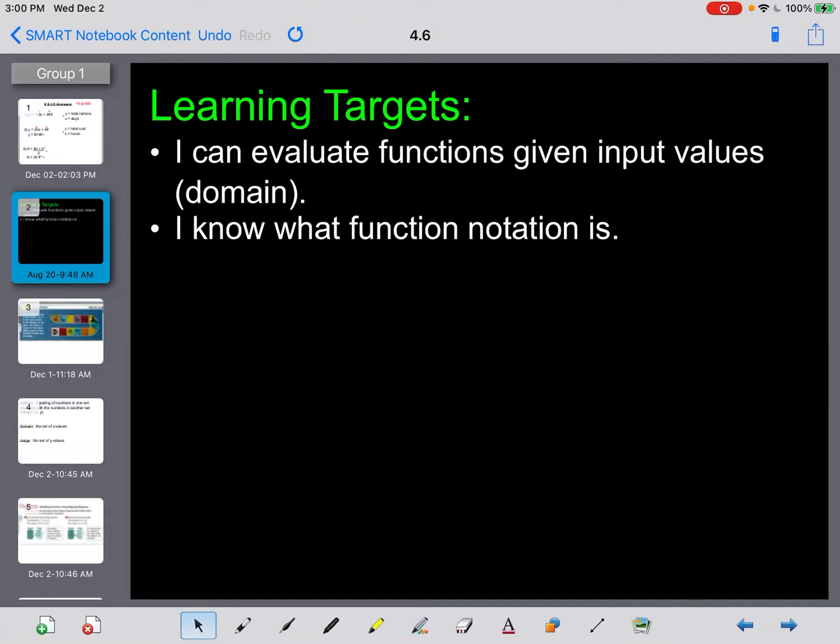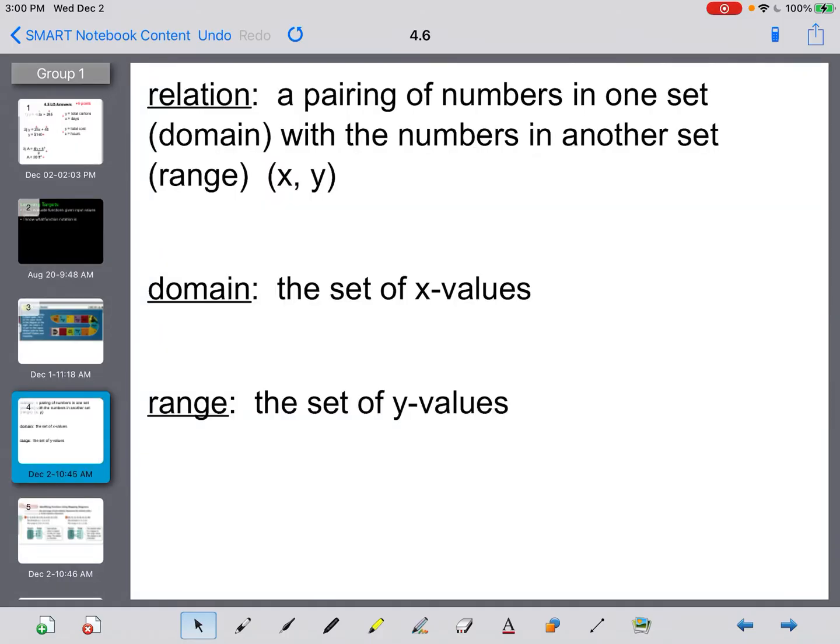Chapter 4, Section 6 is about relations and functions. This is a two-part lesson, but by the end you should be able to evaluate functions given their input values and know what function notation is.